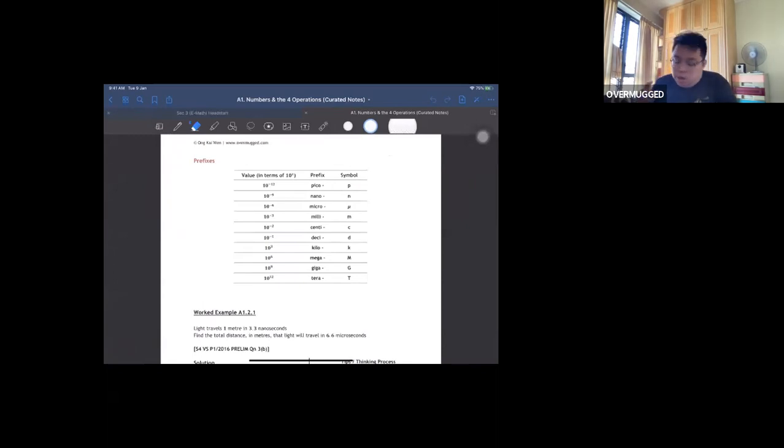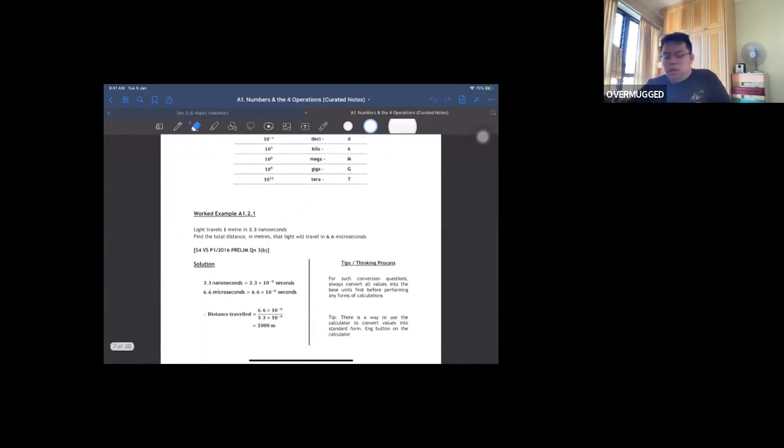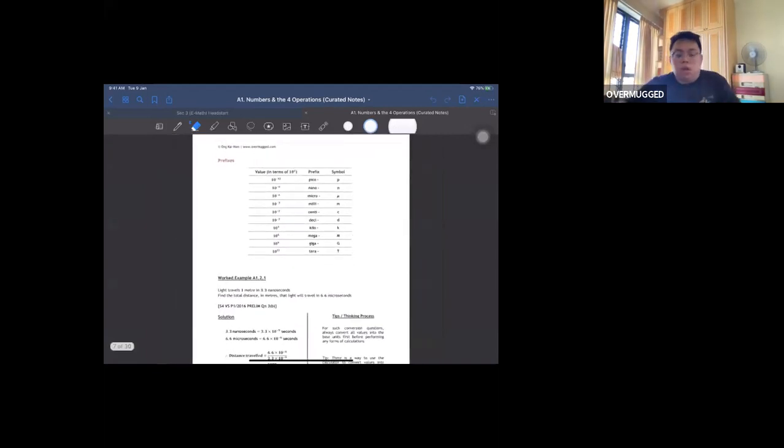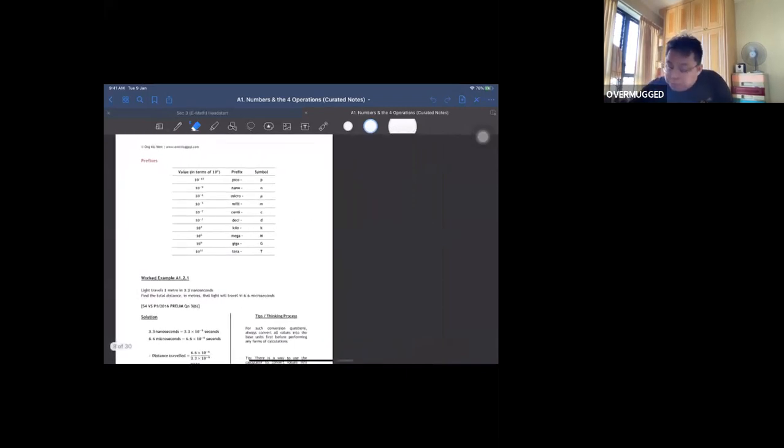The reason why is because there are questions where they give you something like this. If you look at example A1.2.1, the question says 6.6 microseconds, and they never tell you that micro is 10 power minus 6. You need to know yourself that micro is 10 power minus 6. So this list is important to memorize, especially both the positive side and the negative power side for prefixes. A lot of questions will come in this area, and this links on to standard form as well, which is the new portion of the syllabus.